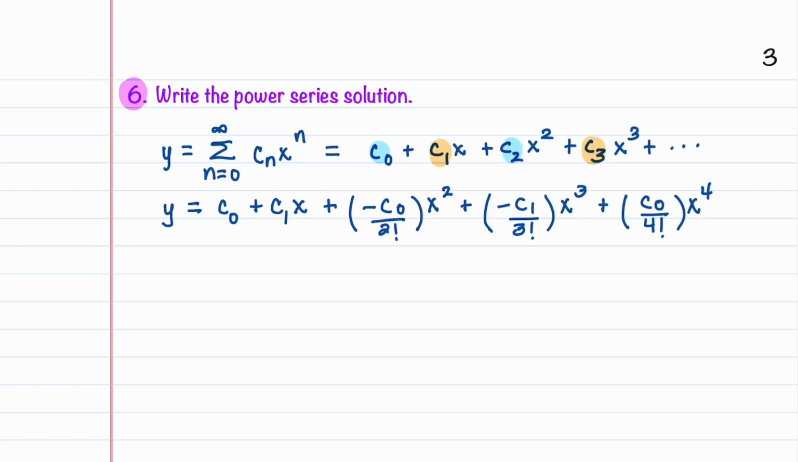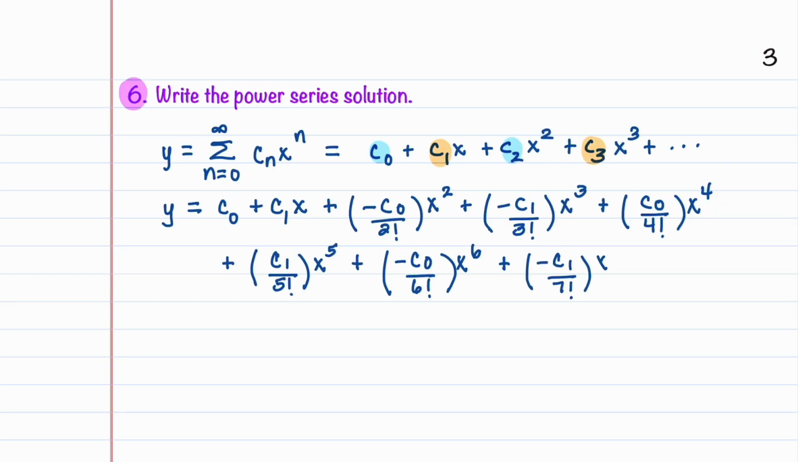And let's do 3 more. Let's plug in C5. That was C1 divided by 5 factorial. And then C6, we got that to be minus C0 over 6 factorial, x to the 6. I think the pattern's becoming pretty clear, so let's just do one more term. We're going to add C7, which is minus C1 over 7 factorial, x to the 7th, and then we'll do dot, dot, dot. Now we're going to combine our terms that have C0 in them, and then the terms that have C1 in them.